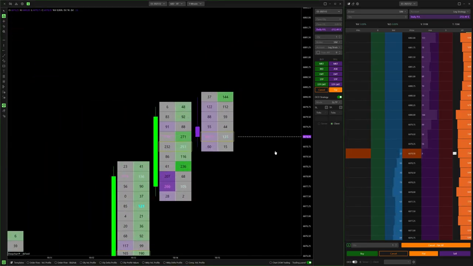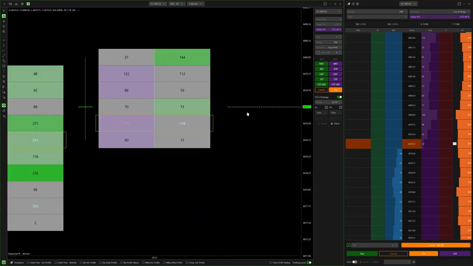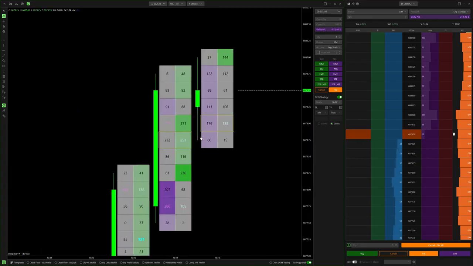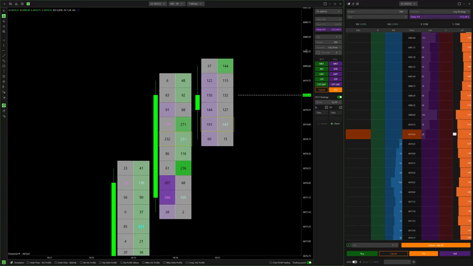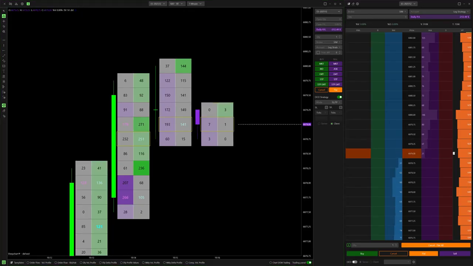Okay? So this is what the footprint chart does, or the DeepPrint does. It shows us the summary of the auction that created the candle. This is the best way to analyze market movements. And it gives us some very important data. So let's go through all of these colors, what they mean, etc.